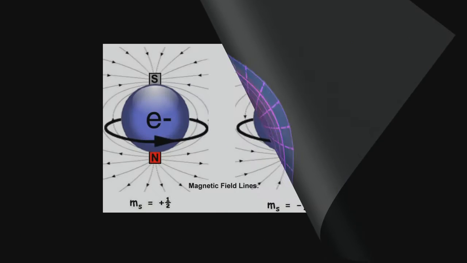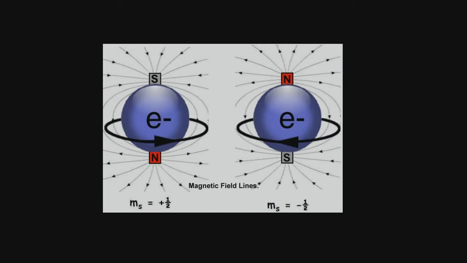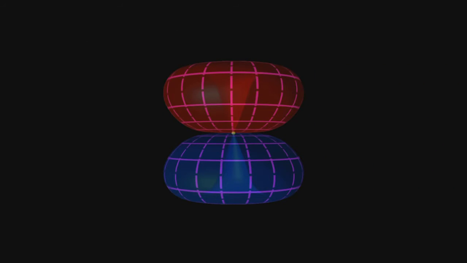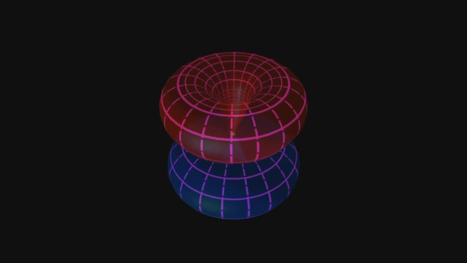So until now, we have incorrectly assumed that electrons and other matter have a magnetic field shape as shown in this drawing. But we must realize that the fields around an electron, as well as around all other matter, are actually two opposing, bowl-shaped electromagnetic fields.